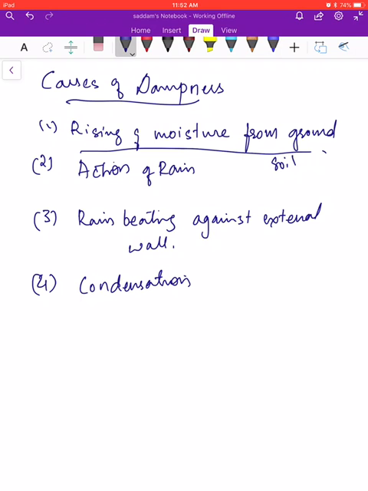Now second one is action of rain. If the face of the wall is exposed to heavy shower of rain and is not suitably protected, it becomes the source of entry of dampness. And similarly, the leaking roof also permits the rainwater to enter your structure. Okay, so if the surface of your wall is exposed to heavy rain, it will show up dampness. And also if there is a leakage in your roof, then that will also cause the dampness of your structure.